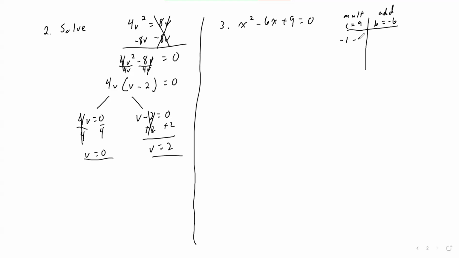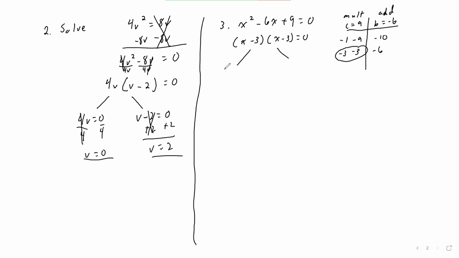Start with your basic, so -1 and -9, but that gives me -10. 2 doesn't go into it, but 3 does, 3 times 3. That gives me +9 and happens to add up to -6. So there's my winners. So then I write it as (x - 3)(x - 3) = 0.